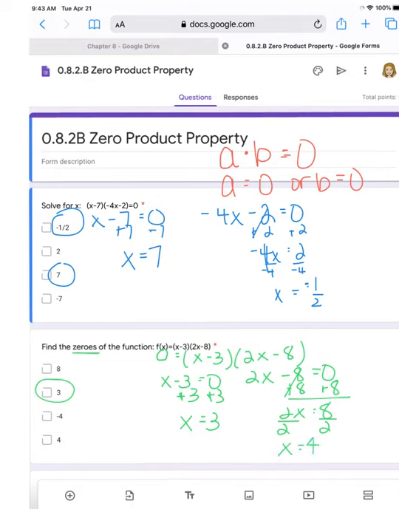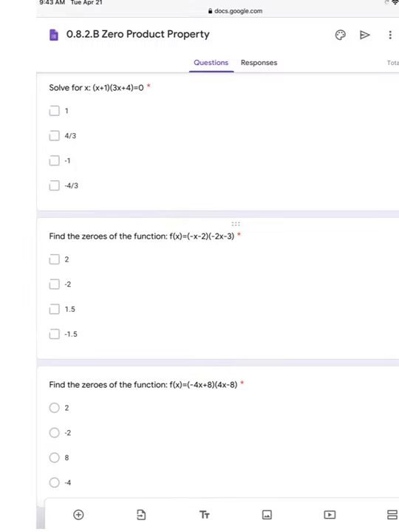And x equals 4. So those are your 2 solutions there. All right, 3 more here. X plus 1 equals 0. Three x plus 4 equals 0. So go ahead and solve those. First one is negative 1.